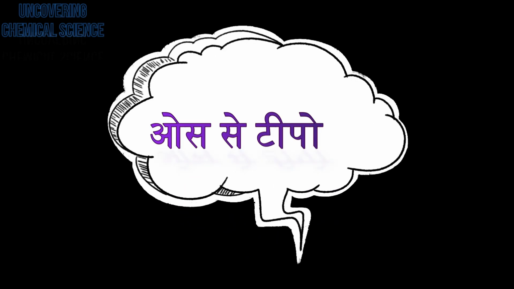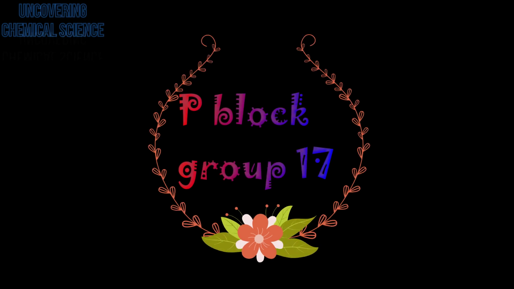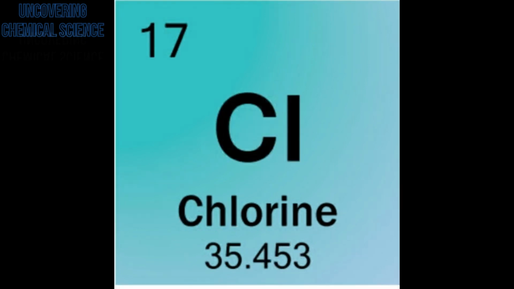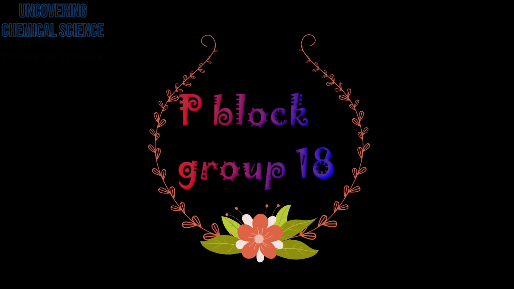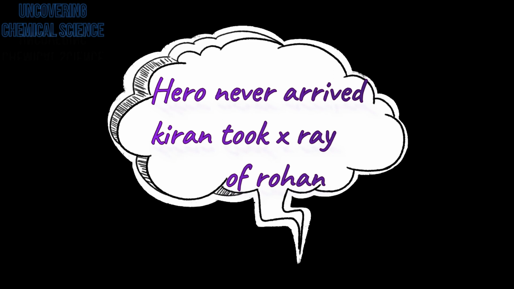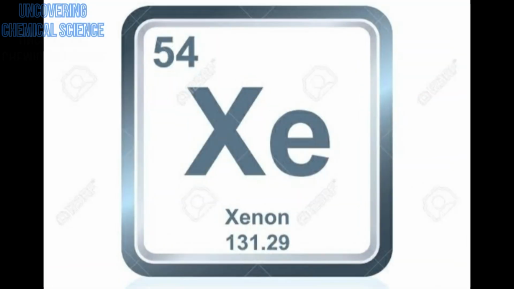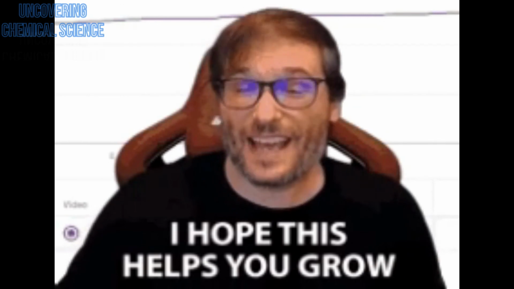Group number 16. The mnemonic for group number 16 is O Se Tipo, and the elements are oxygen, sulfur, selenium, tellurium and polonium. Group number 17. The mnemonic is Phool Kaliya Bahar Aayi Aangan Mein, and the elements are fluorine, chlorine, bromine, iodine and astatine. Group number 18. The mnemonic is Hero never arrived, Kiran took X-ray of Rohan, and the elements are helium, neon, argon, krypton, xenon and radon. Now I hope that everyone is done with S and P block completely.